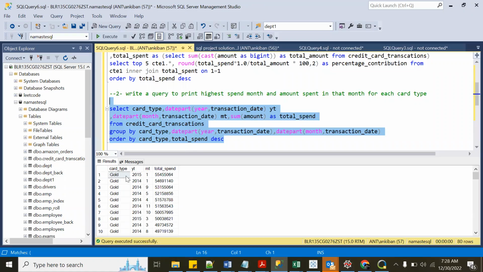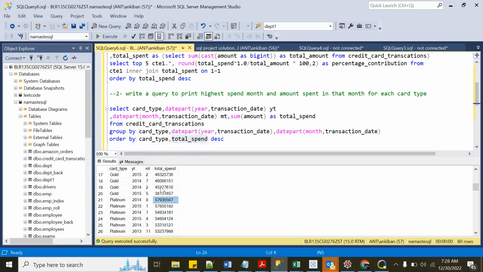If you see for the gold card type, I have done order by on card type and total spend, so all the rows of gold will be first. The gold saw the highest sale in 2015 first, right? This is the highest sale. Similarly, the next, platinum, is 2014 8. So I need only those rows, the first row for each card type.